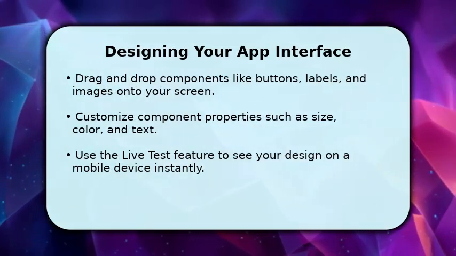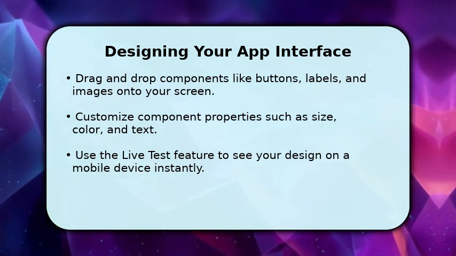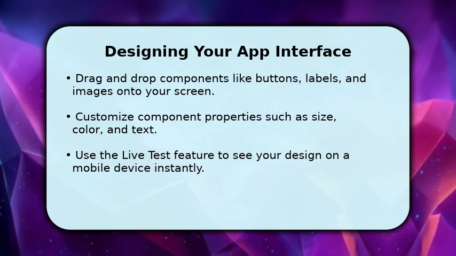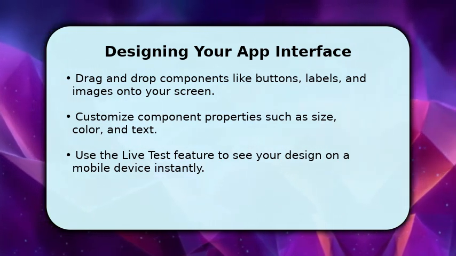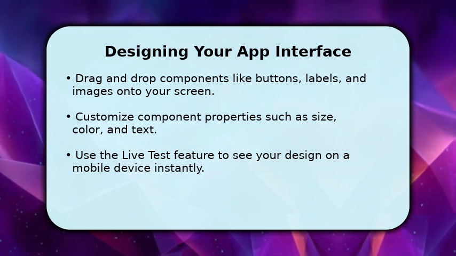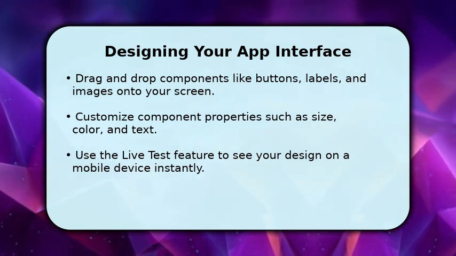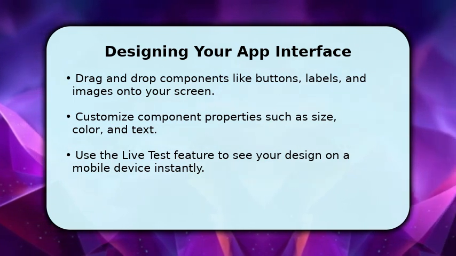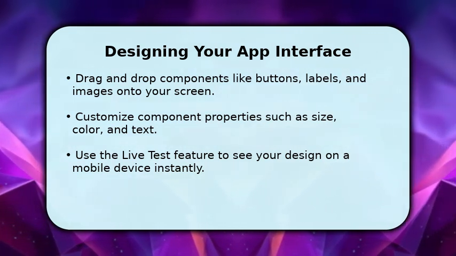In the Design tab, you'll find a palette of components on the left. Simply drag and drop elements like buttons, text inputs, and images onto your app screen. On the right, you can adjust each component's properties, changing its color, font size, or position. You can add dozens of different components to build a rich interface.